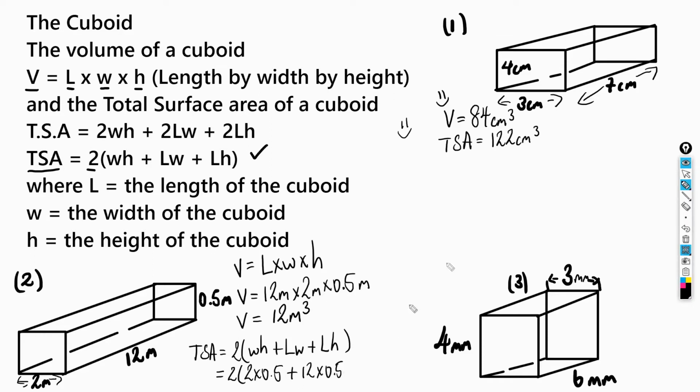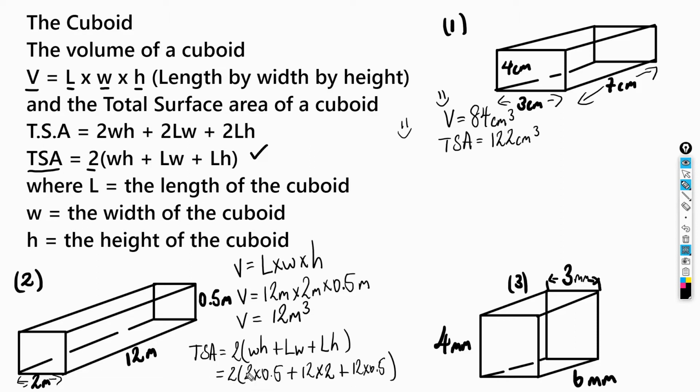No, the width is not 0.5. The width is actually, right, the width is 2 meters. Okay, so this is 12 times 2 plus, and the length times the height should be 12 times 0.5 because the height is 0.5. All right, and the total surface area, guys, we should put this in our calculators.